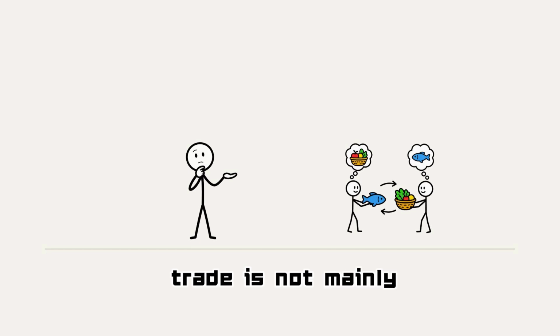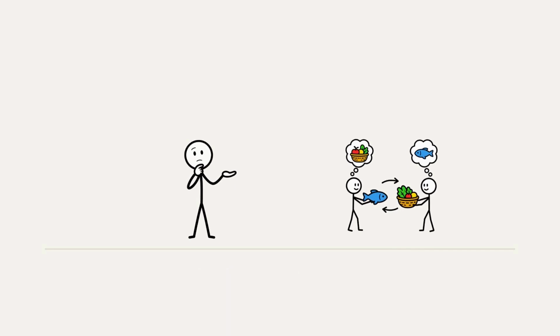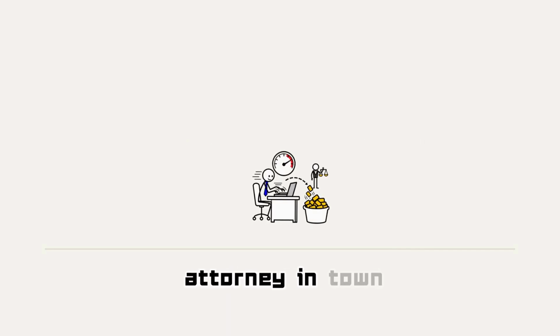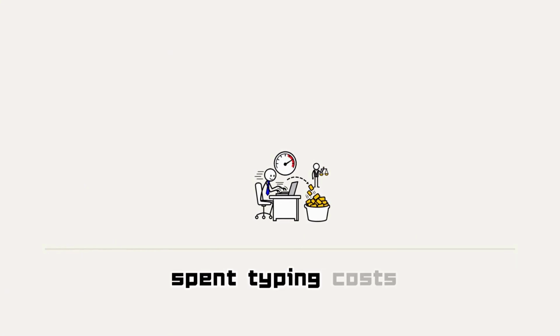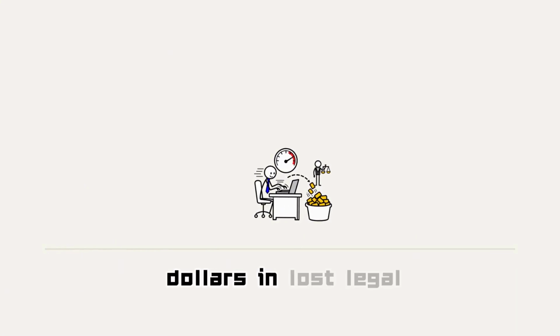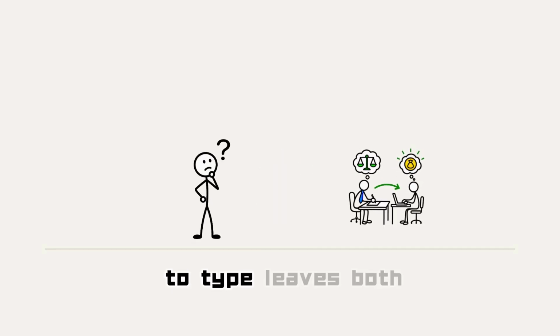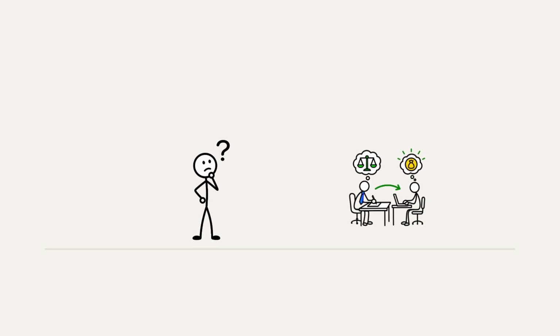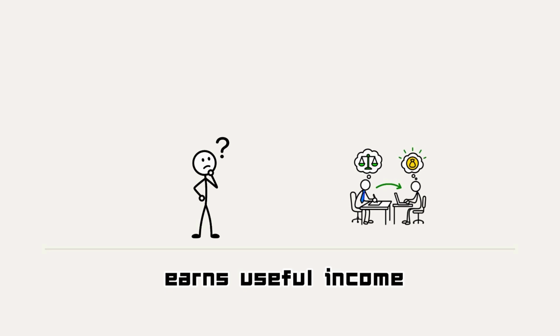Finally, trade is not mainly about who is best at everything. It is about comparative advantage and the cost of what you give up. Imagine the best attorney in town is also the fastest typist, but every hour spent typing costs that attorney $300 in lost legal work. Paying an assistant $25 to type leaves both better off. The attorney handles legal work, and the assistant earns useful income.